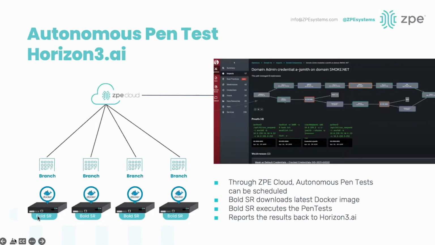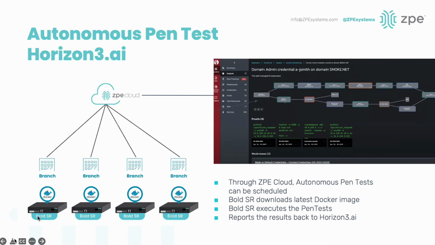So how do we fit together? Horizon 3 is a SaaS-based solution, or a cloud-based solution. We are going to log into their platform. We can create the pen tests there. Everything there is fully API-driven and can be fully automated.